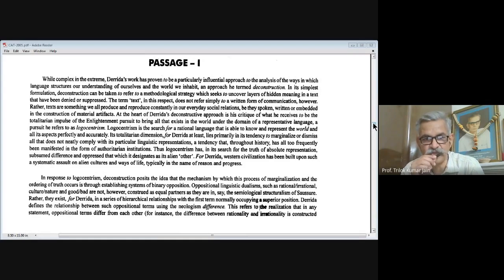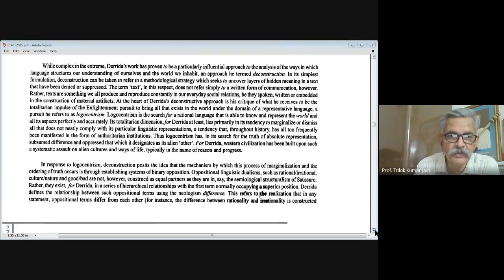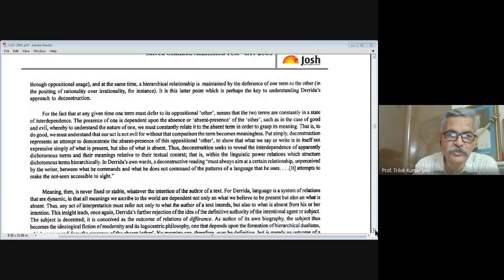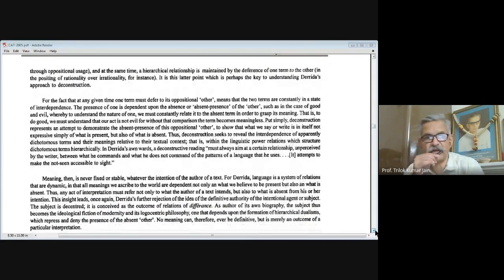Derrida defines the relationship between such oppositional terms using the neologism différance. This refers to the realization that in any statement oppositional terms differ from each other. For instance, the difference between rationality and irrationality is constructed through oppositional uses, and at the same time a hierarchical relationship is maintained by the deferral of one term to the other, in the positioning of rationality over irrationality, for instance. It is this latter point that is perhaps the key to understanding Derrida's approach to deconstruction.